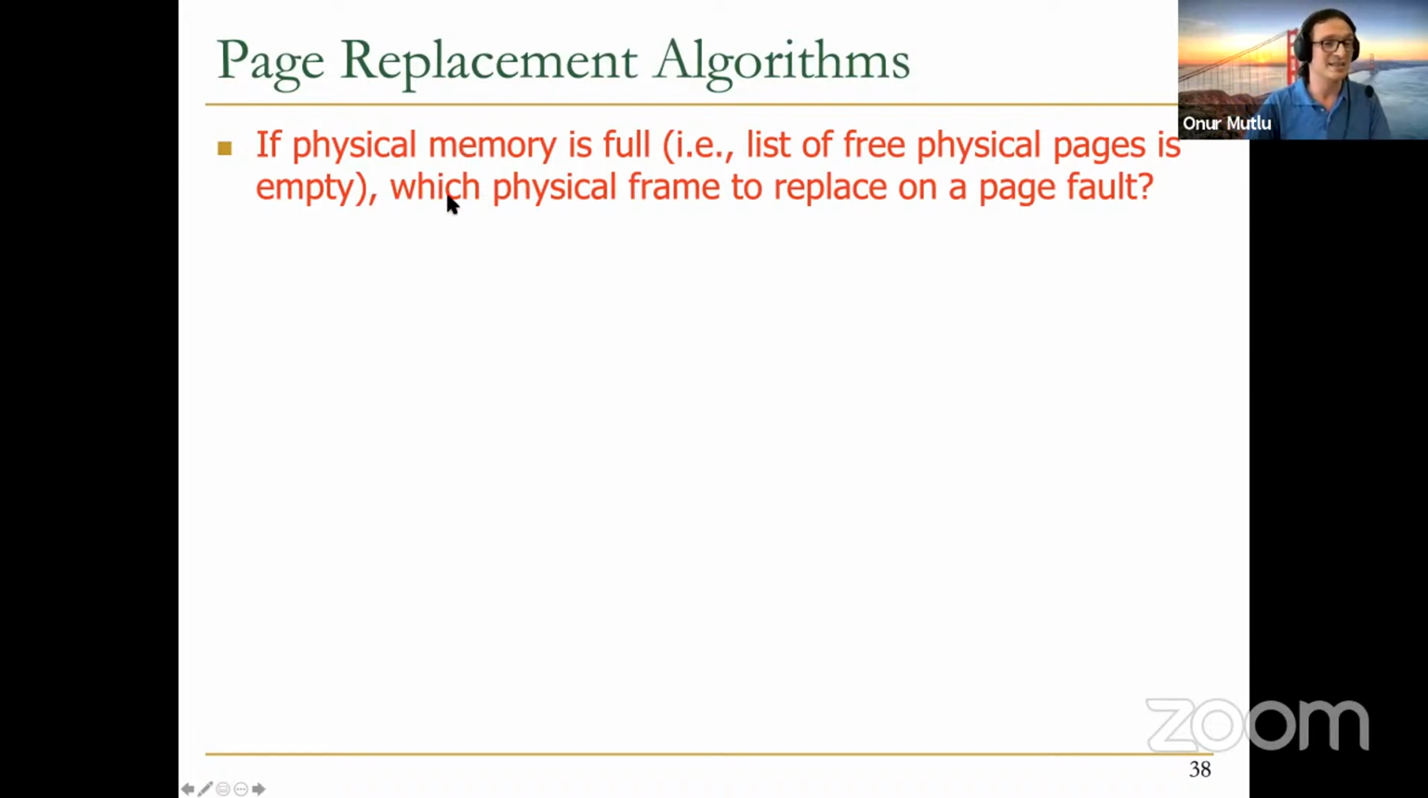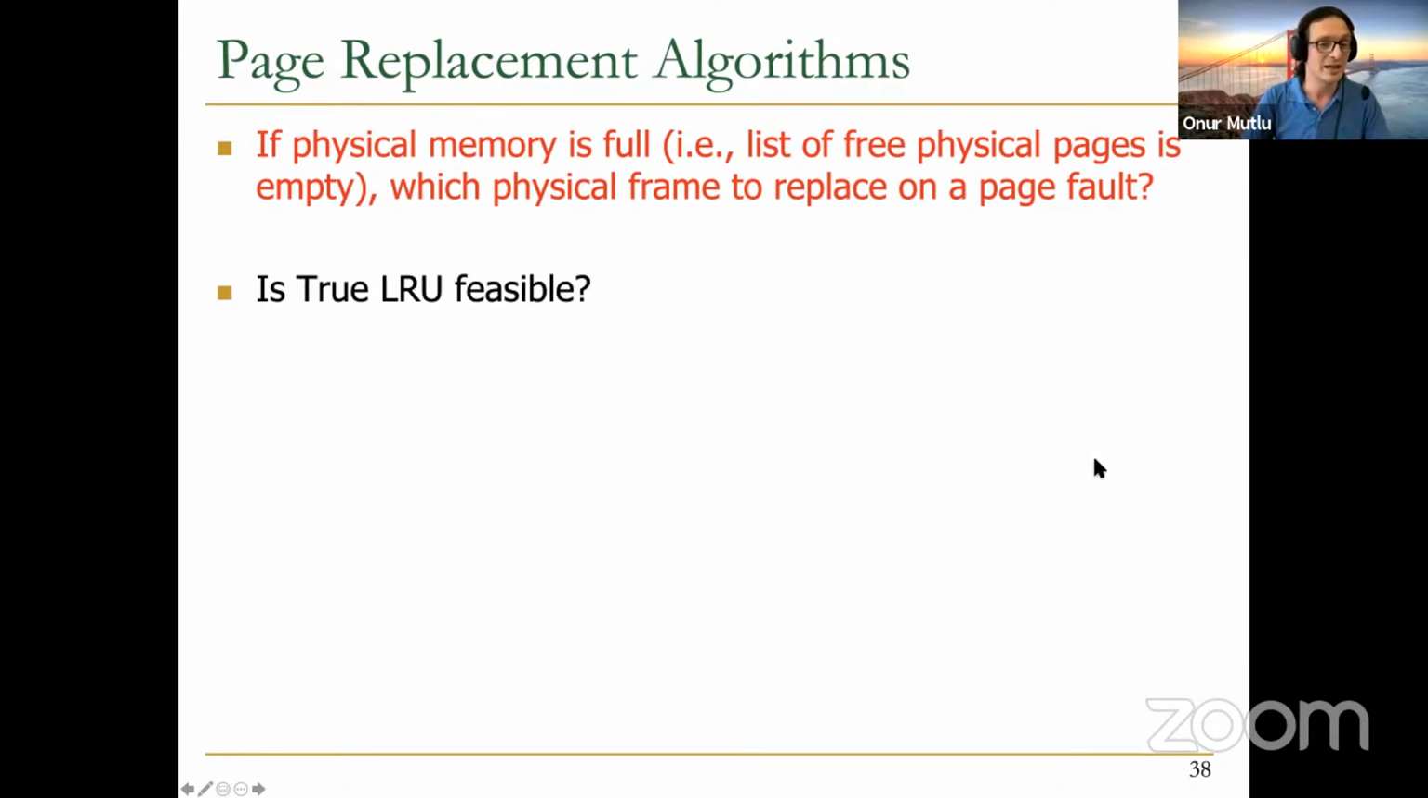Page replacement algorithms here are similar to cache replacement algorithms, but a little bit different in the sense that physical memory is huge. If physical memory is full, meaning the list of free physical pages is empty, which you also need to keep somewhere, there's a lot more complexity I'm adding right now, but you can think about how to do that. Which physical frame should you replace on a page fault?